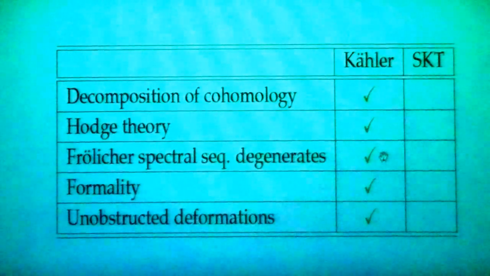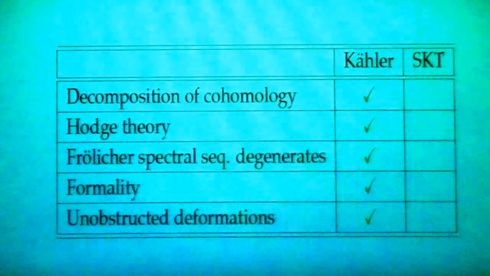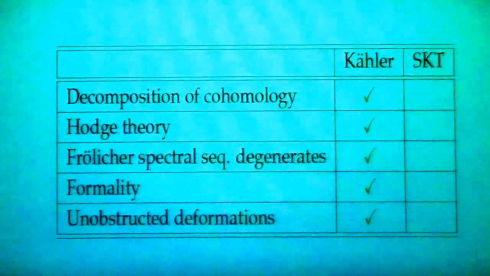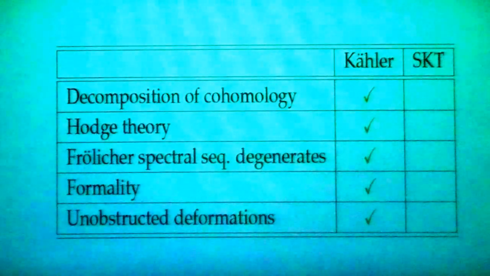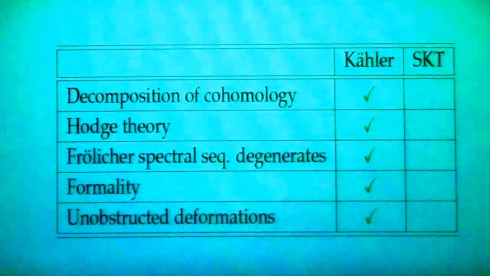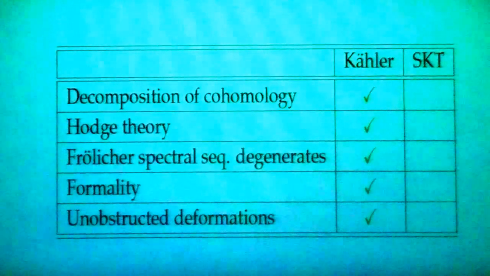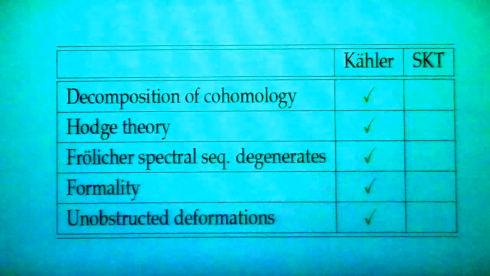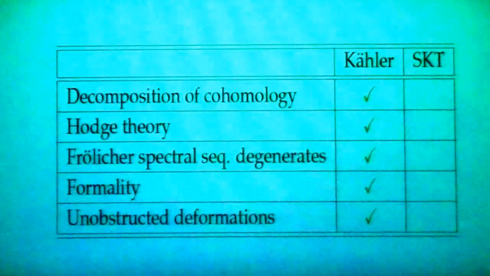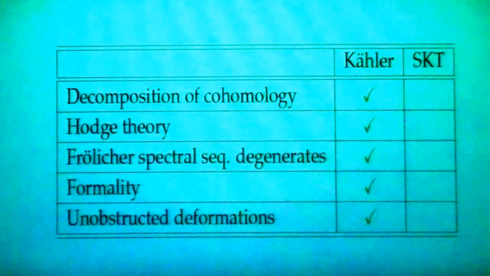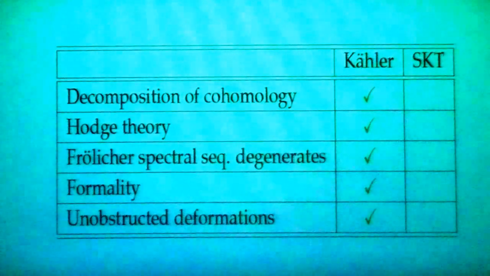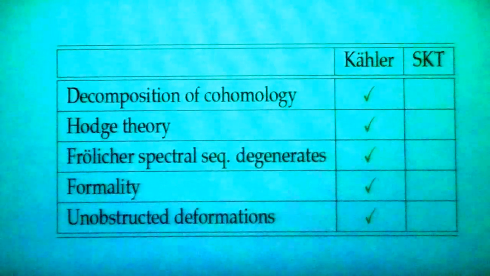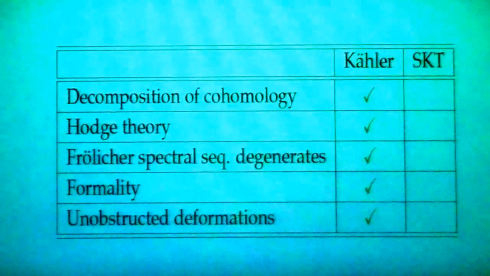You get that the Frölicher spectral sequence degenerates. Kähler manifolds are formal. That's a consequence of this identity of Laplacians, or the ddc lemma. That's a result of Deligne, Griffiths, Morgan, and Sullivan. And Kodaira and Spencer proved that the deformations of Kähler structures are also unobstructed, meaning that if you deform the complex structure, you can always deform the symplectic structure of it, so that the pair remains Kähler.